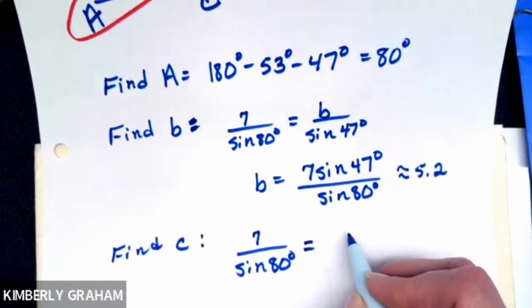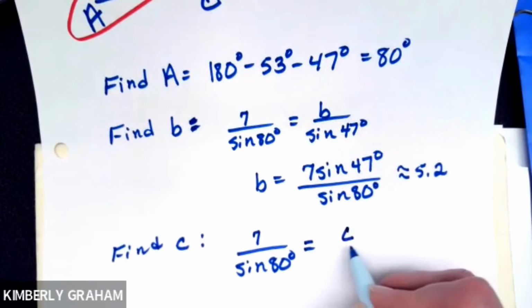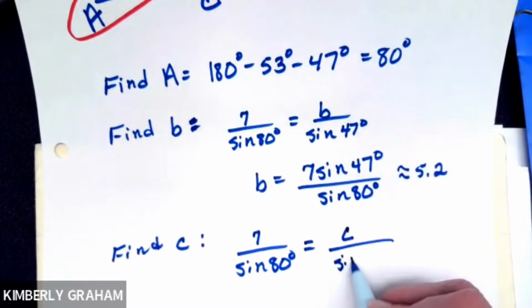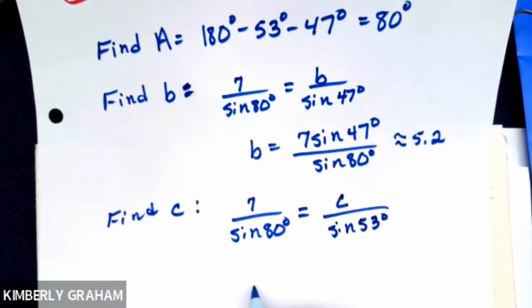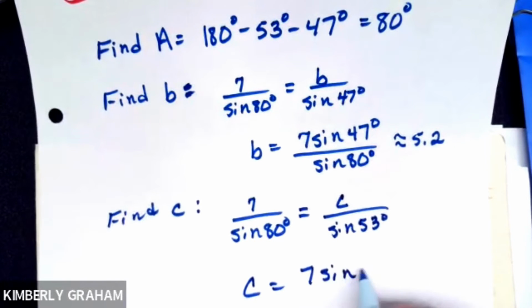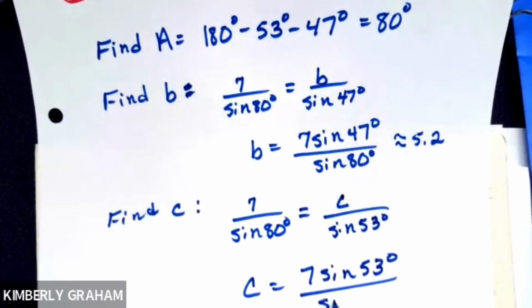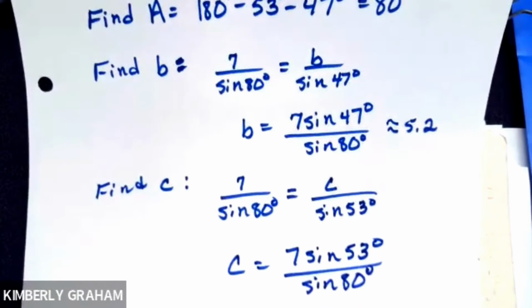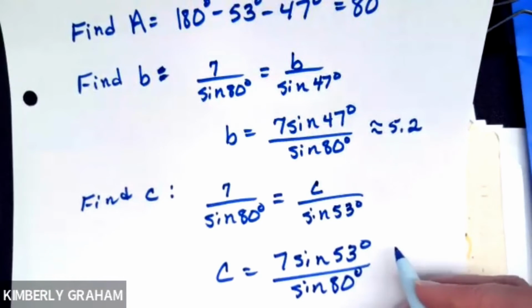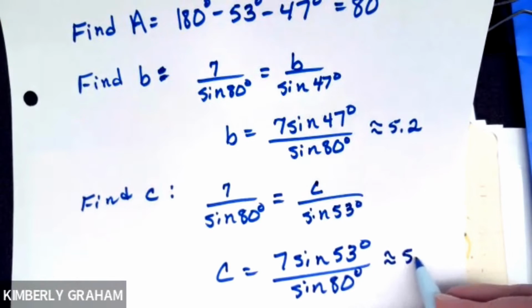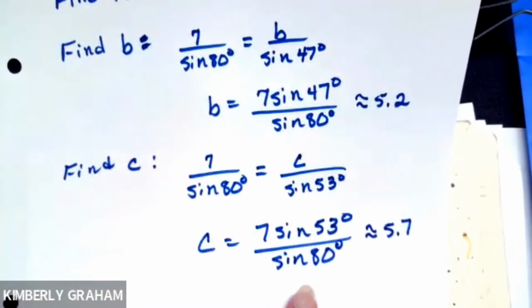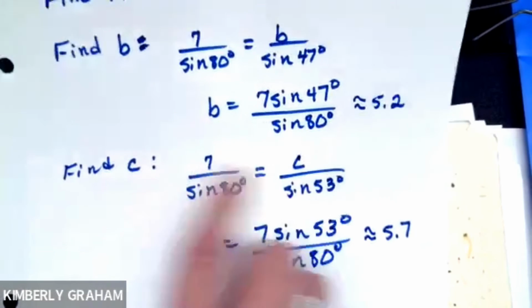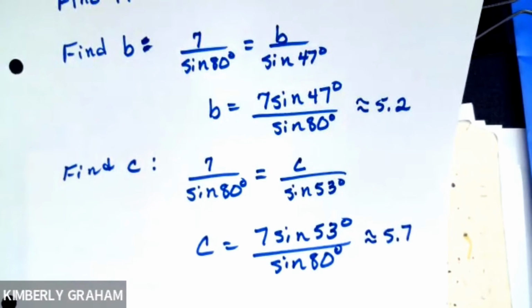So this is going to be C over sine of 53 degrees. So C is going to be 7 times the sine of 53 degrees divided by the sine of 80. And that is going to give you approximately 5.7. And remember that when you are solving these proportions, you cross multiply and divide, you multiply the two that are diagonal, divide by the other number.